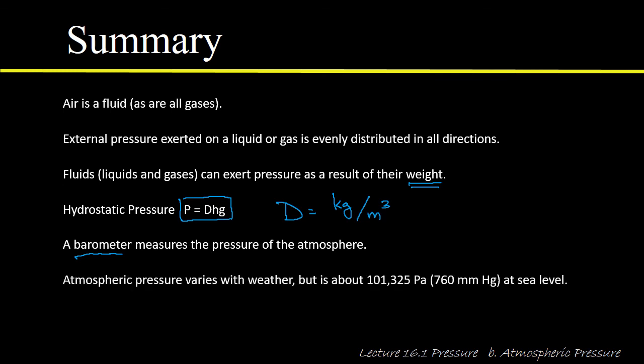And at sea level, atmospheric pressure varies a little bit with the weather, but it's approximately 101,325 Pascals at sea level. And that corresponds to a column of mercury with a height of 760 millimeters.